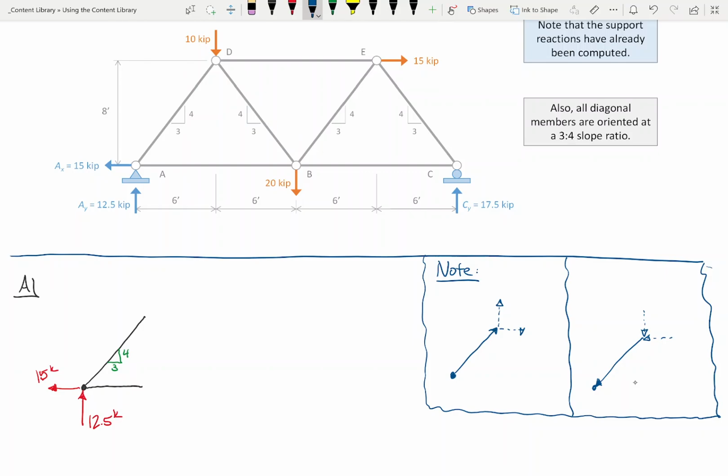So I've got joint A here, okay? I have a horizontal member. This horizontal member has an unknown, which I'm going to call AB. Now this is a diagonal member. This diagonal also has a single unknown, which is going to be AD. But because it's a diagonal, I'm going to split it up into X and Y. We'll call this ADX, call this ADY.